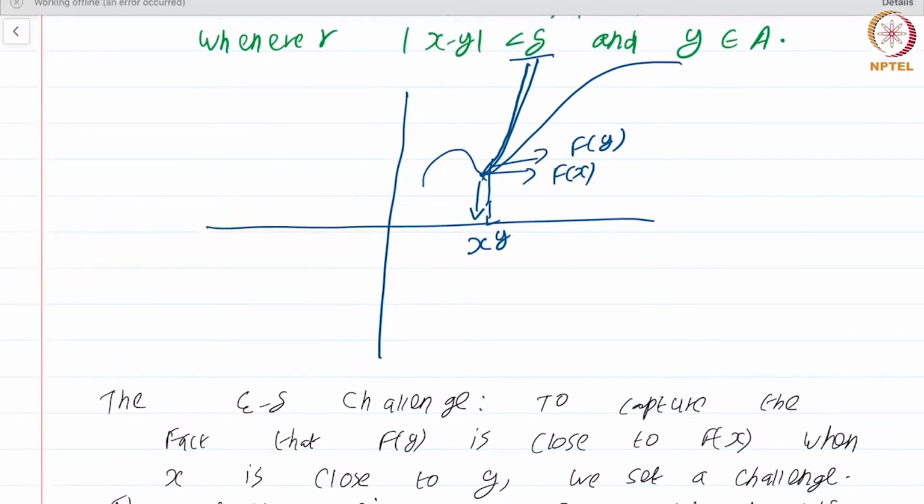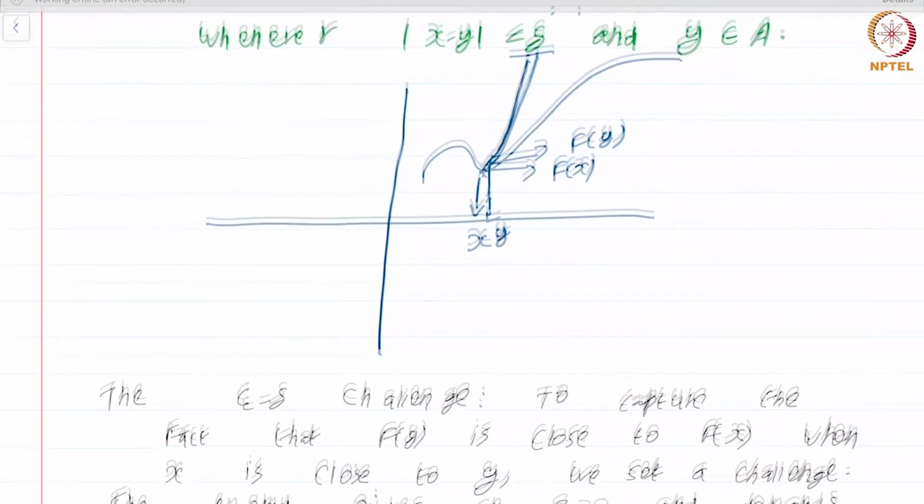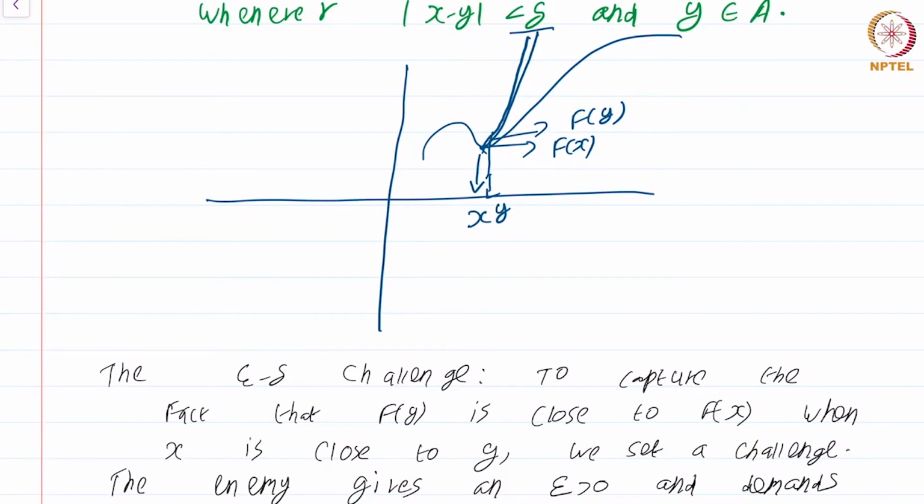The relationship between how close f of y and f of x are, compared to x and y, need not be any linear relationship. It might be the case that for f of y to be epsilon close to f of x, you may have to make y epsilon power 2000 close to x. That can happen because the relationship could be highly non-linear. This epsilon delta definition captures this in the form of a nice challenge.